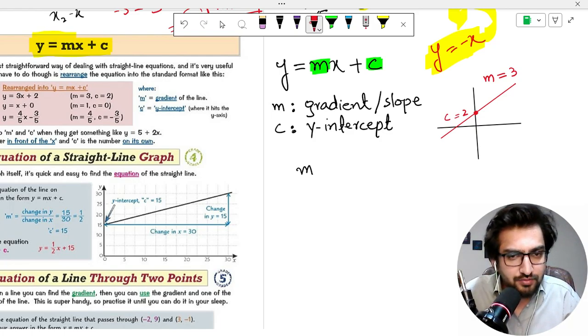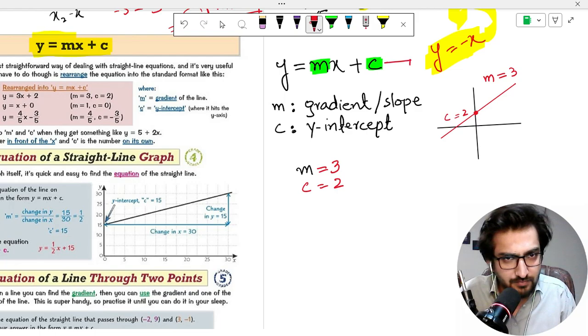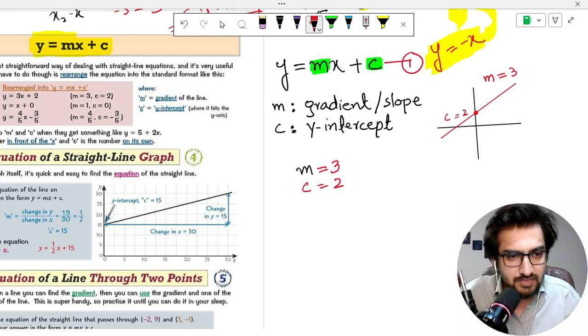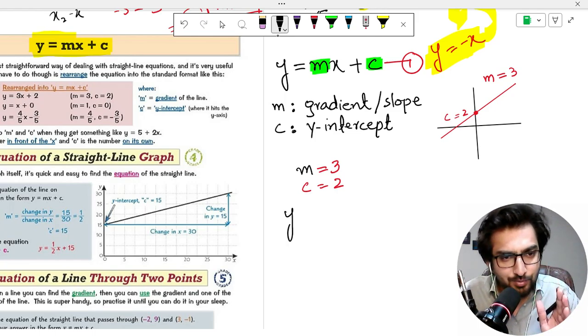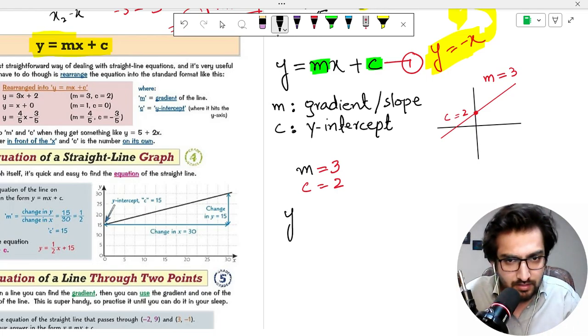M for slope or gradient. So m is equal to 3, c is equal to 2. So let's put these values in equation number 1. That is the general equation. You need to keep y and x as it is. Don't put anything in place of y and x. We will just put values in place of m and c. Y equal 3x plus 2.